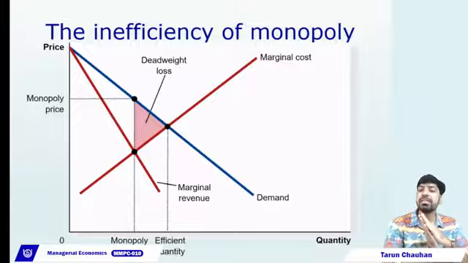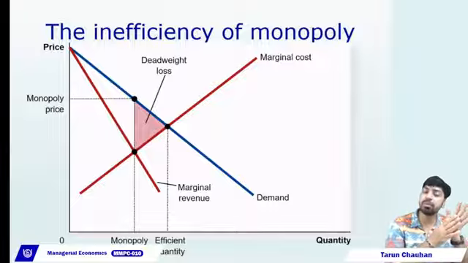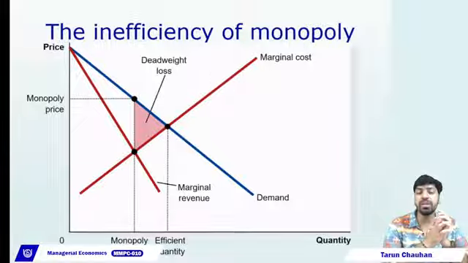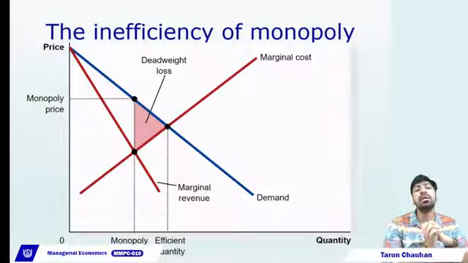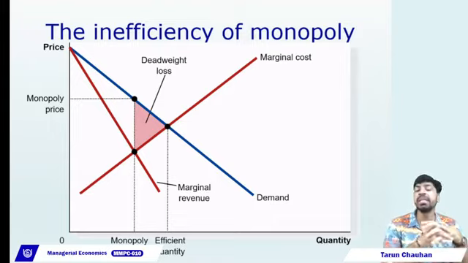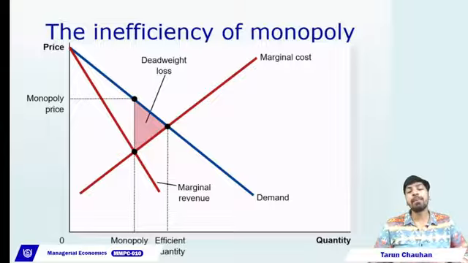Where the marginal revenue cuts the marginal cost, that point is the monopoly quantity with respect to the monopoly price. The triangular gap, the portion between the marginal revenue and marginal cost below the optimum or efficient quantity, that triangular gap is called the deadweight loss.